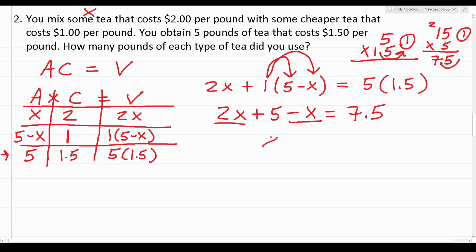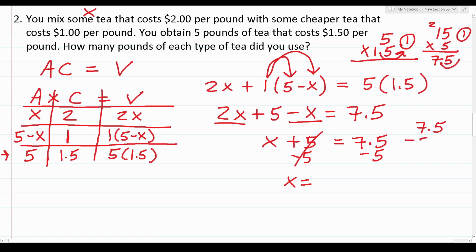2x minus x is just x, so this becomes x plus 5 equals 7.5. Again, we're solving for x, so let's go ahead and move this 5 over here via subtraction. It says x equals 7.5 minus 5. Should be able to do that in your head, but if you're not comfortable with decimals, you can always work it off to the side like this.